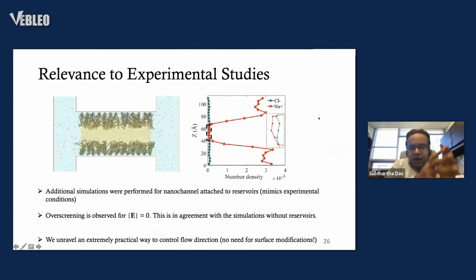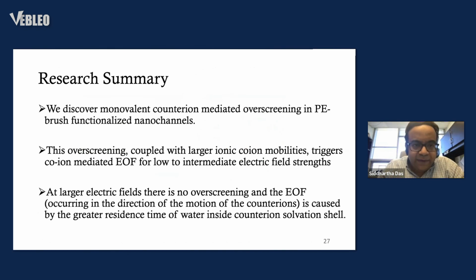We also studied the case of a more experimentally realizable setting where there is a nano channel supported with bulk micro channel reservoirs, and we find the same kind of overstraining happening. Overstraining means we will have the same kind of flow reversal and coion dominated electroosmotic transport for low to intermediate electric field strengths.